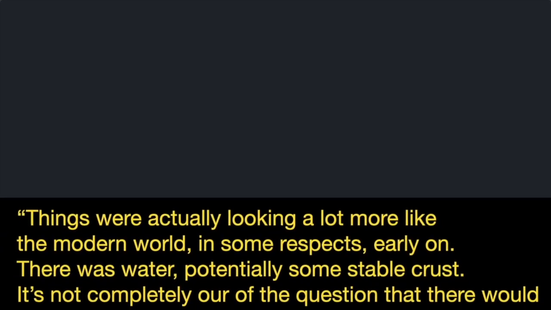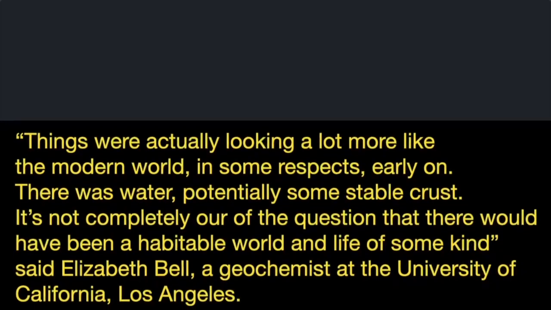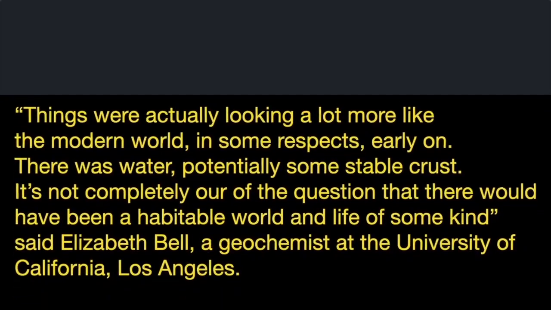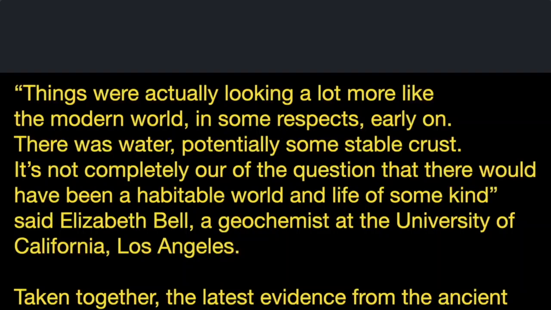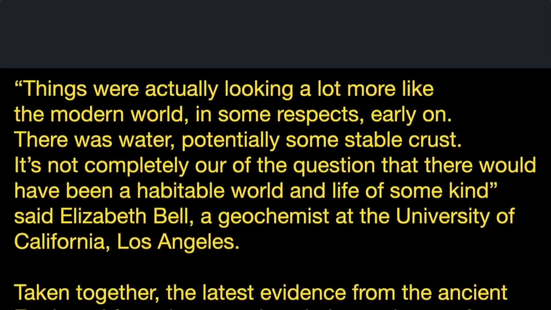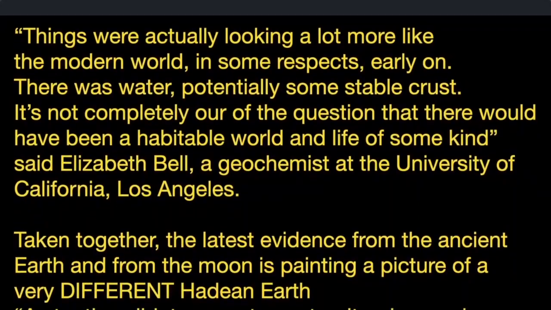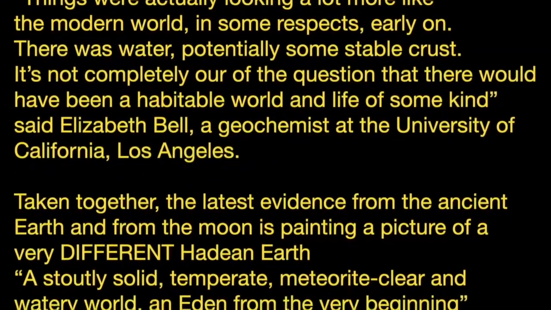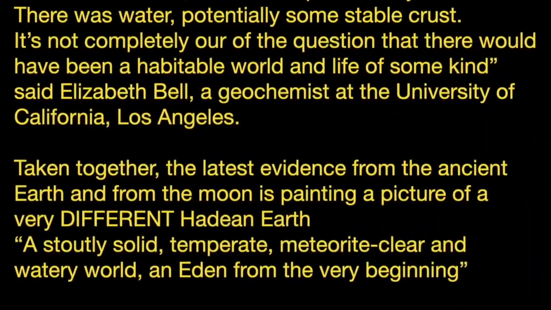understandable by everyone. Things were actually looking a lot more like the modern world in some respects early on. There was water, potentially some stable crust. It's not completely out of the question that there would have been a habitable world and life of some kind, said Elizabeth Bell, a geochemist at the University of California, Los Angeles. Taken together, the latest evidence from the ancient Earth and from the Moon is painting a picture of a very different Hadean Earth, a stoutly solid, temperate, meteorite-clear and watery world, an Eden from the very beginning.